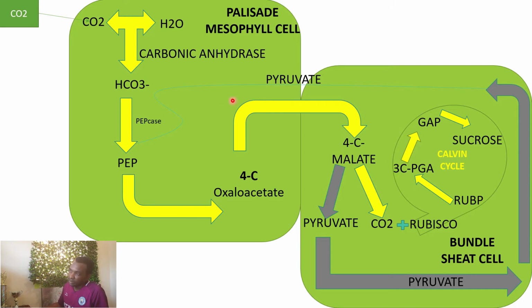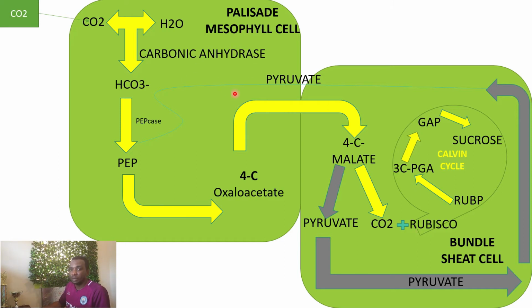And remember earlier I spoke about the spatial separation of the photosynthesis process. This is what I'm talking about. These activities that you are seeing within these two squares constitute the photosynthesis process within the C4 plants. However, they are spatially separated into two different cells, the palisade mesophyll cell and the bundle sheath cells.